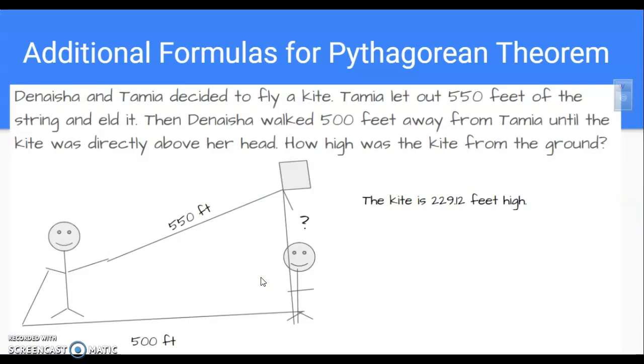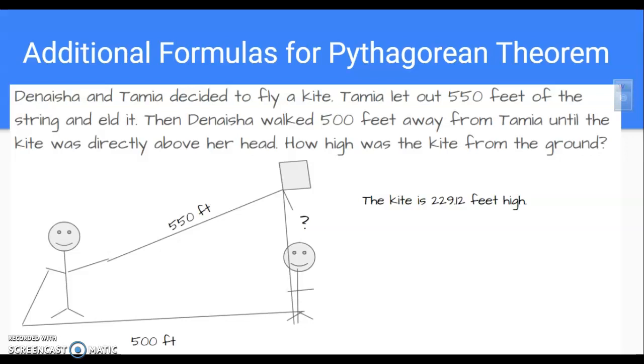All right, next. Here's some other variations of how the formula can be altered for the Pythagorean theorem. This example was from Denasia. Denasia and Tamia decided to fly a kite. Tamia let out 550 feet of the string and held it. Then Denasia walked 500 feet away from Tamia till the kite was directly above her head.